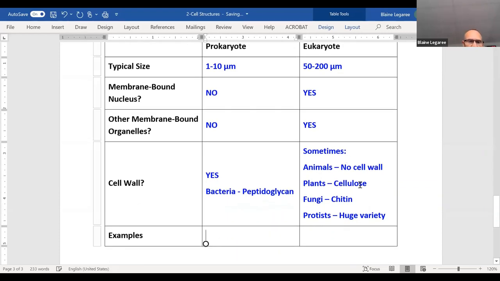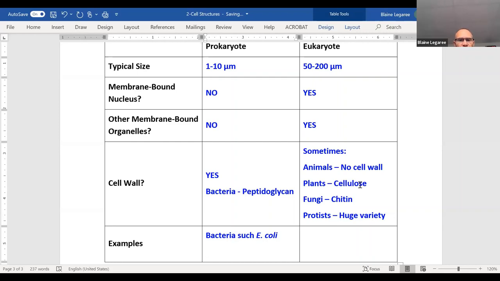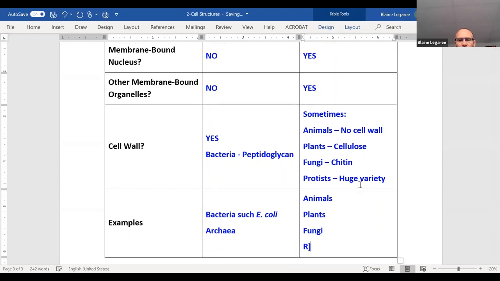All right, last one, examples. Okay, so I mentioned bacteria already. So I'm going to give you an example of bacteria such as E. coli. And the other group of prokaryotes are something called archaea, and I'll get to those in a minute. But they are distinct biochemically from bacteria. Eukaryotes, I guess we've mentioned a bunch of them already: animals, plants, fungi, protists. I'm sure everybody can think of an animal, plant, or fungi example. Protists, I'll give you an example, such as an amoeba. That might be something that you're familiar with, at least from high school biology.